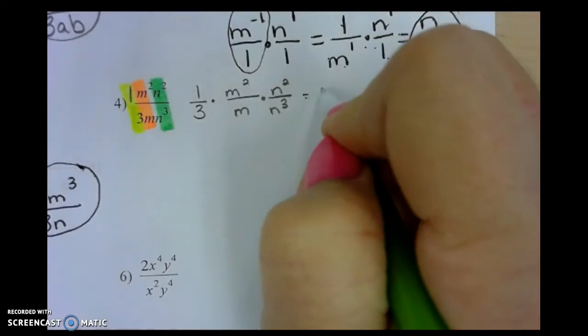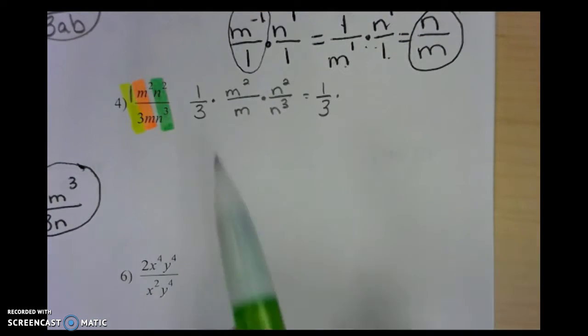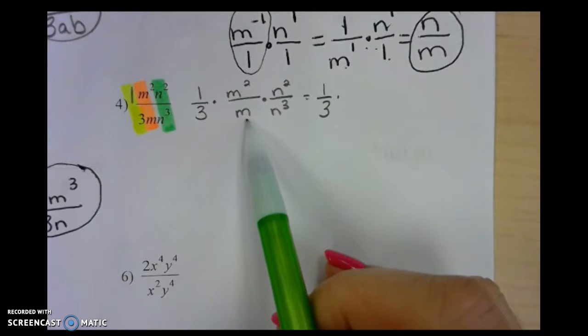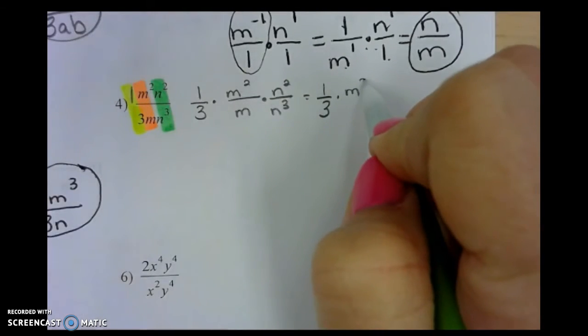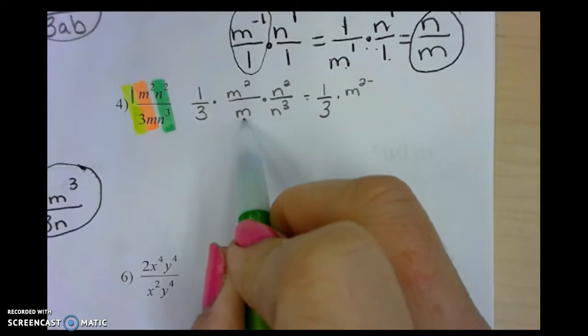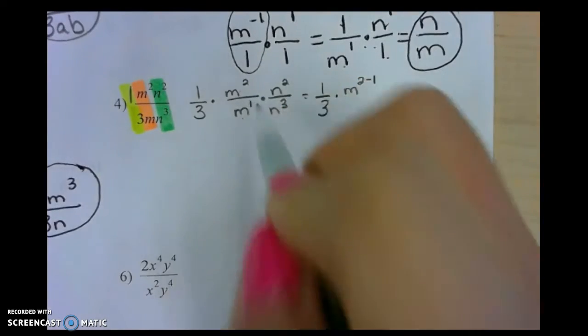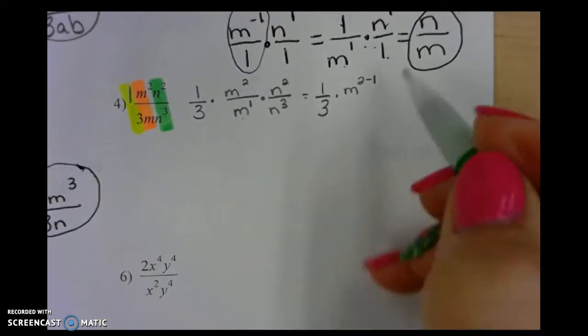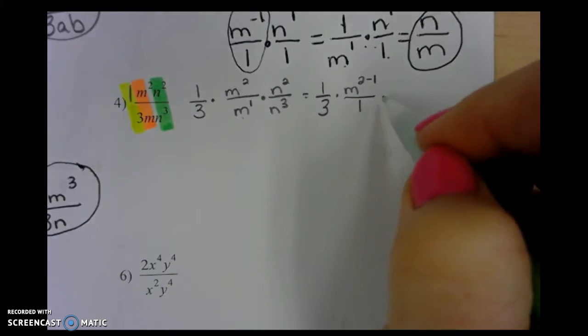There's nothing I can do to 1/3. It's already in simplest form. But my m squared is being divided by m. So I'm going to keep my m squared, and I'm going to subtract the m in the denominator. And there's just one of those. Remember, that implied one exponent. Now I'll leave that over a 1 so that it stays a fraction.